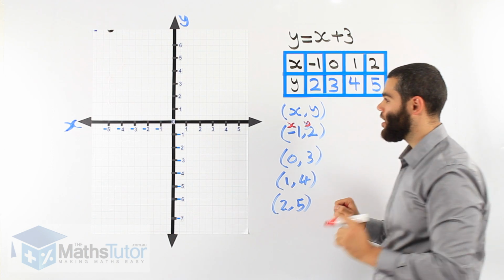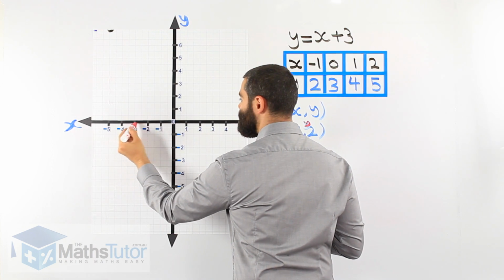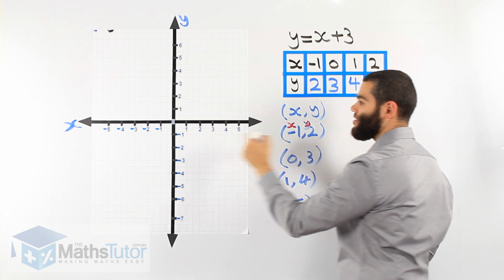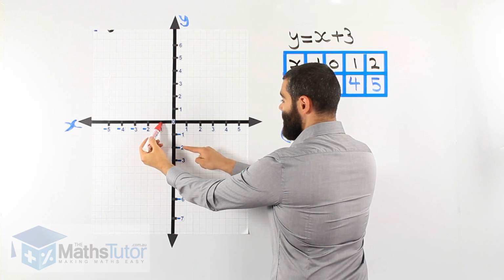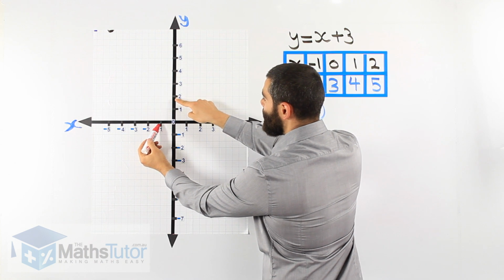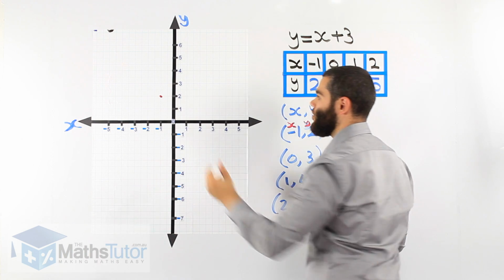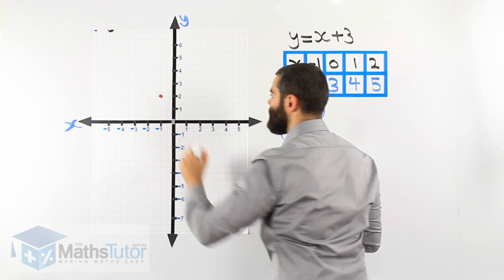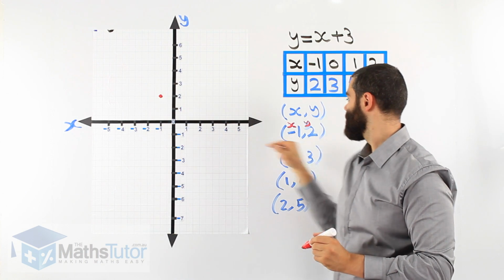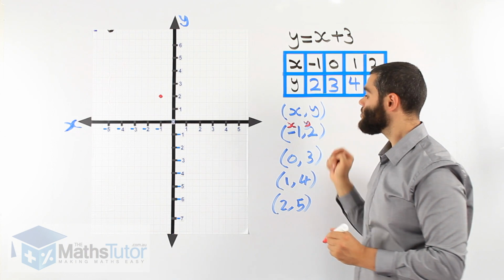Negative 1, 2. Negative 1 on our x-axis. Where is negative 1 on our x-axis? There it is. Negative 1. And 2 on our y-axis. So negative 1 on our x and 2 on our y. Where's 2? Right on top. We go up, negative 1 and 2, and we put our point there. Negative 1 on the x, and then go up 2. Negative 1, 2.